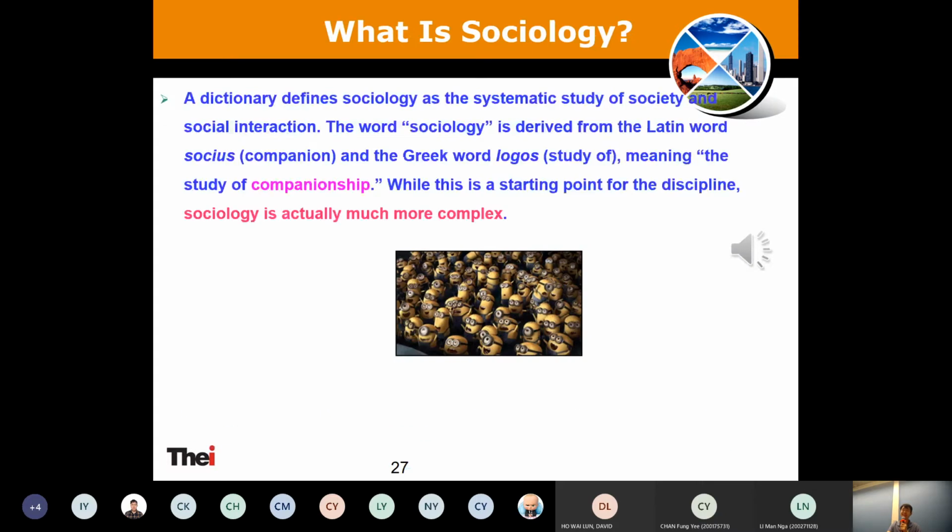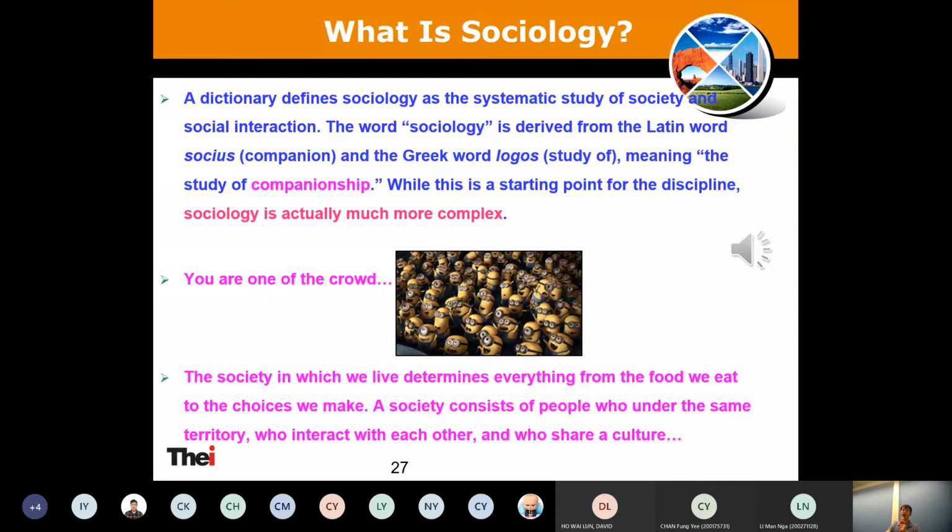So all in all, what is sociology? A dictionary defines sociology as the systematic study of society. Okay, I quite like this term, systematic study. When we talk about systematic study, we also talk about social interaction, which means the action and reaction among different social groups and among different people. By observing responses, actions, and reactions, we can observe some reasons and norms behind them, okay?